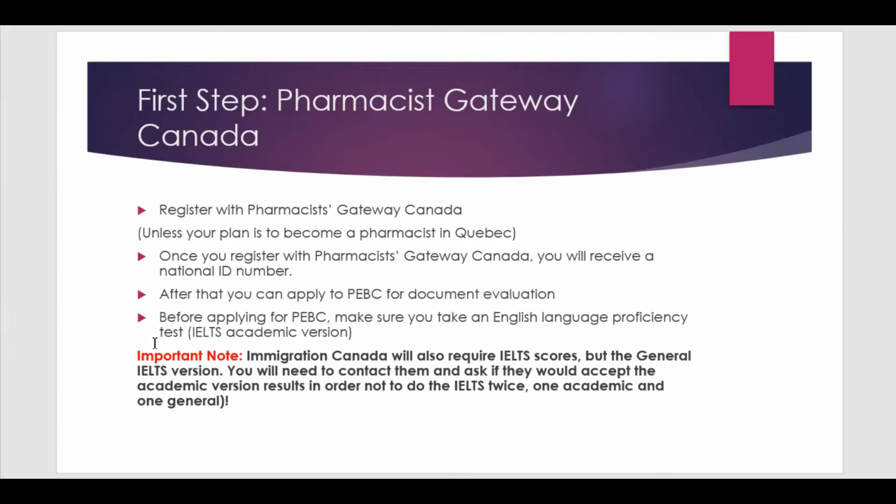Now, here I have to give you an important note. Immigration Canada, if you're applying for immigration, also requires an English language proficiency test, and IELTS is one of those tests that they accept. However, they only accept the general IELTS exam results. So that means you have to take the exam twice, once as a general IELTS and once as an academic IELTS.